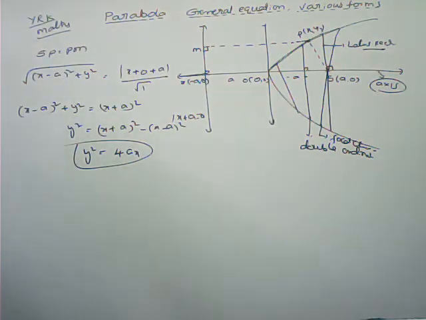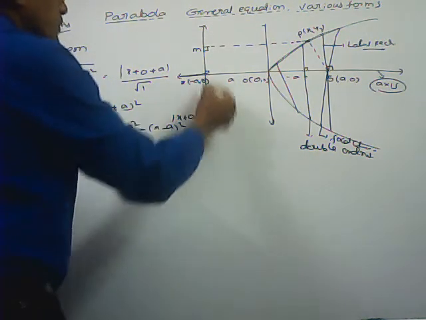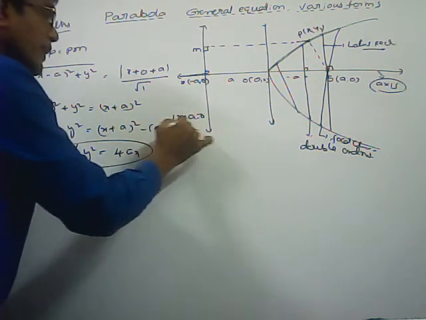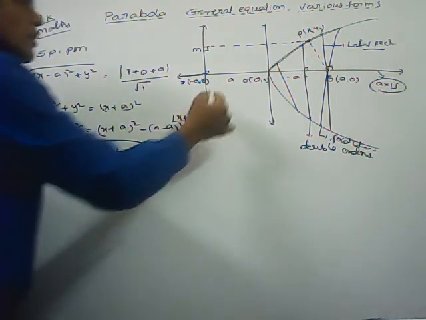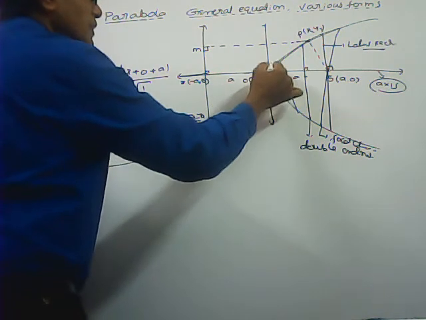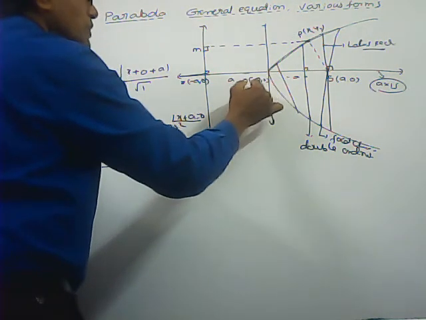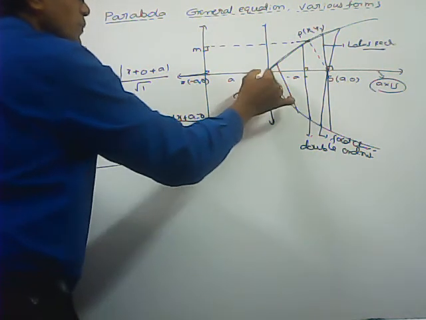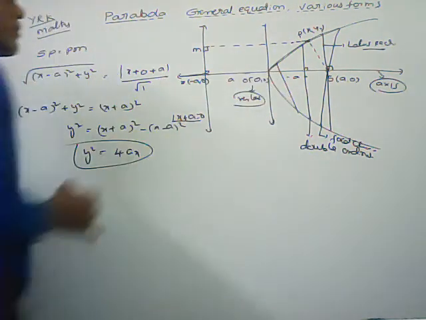Now these are the terms. You should know all these terms. Now for y square equals 4ax, the equation of the directrix is x + a = 0. The point of intersection of the axis and the parabola, that one we say the vertex of the parabola. This is the vertex, the point of intersection of the conic and the axis of the parabola.